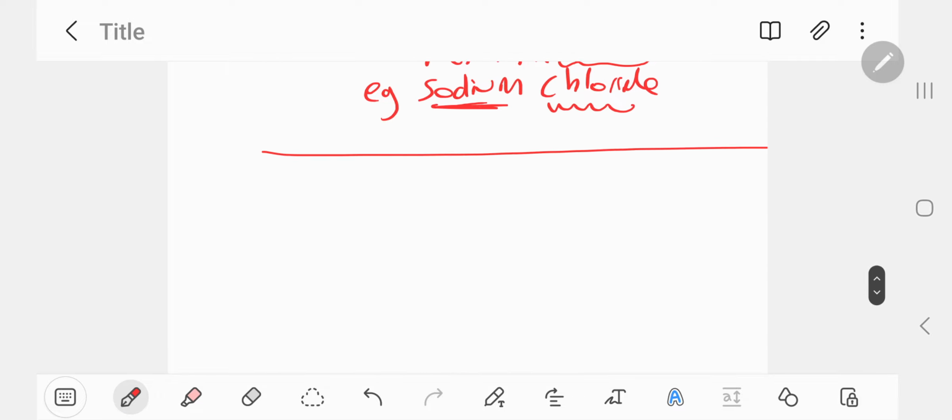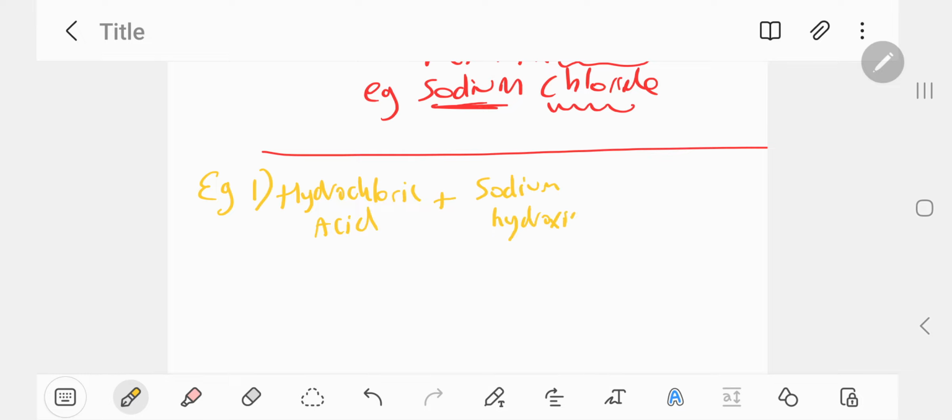Okay, so let's see how this thing works. Let's do example 1, EG1. Let's suppose I've got the following reaction. Hydrochloric acid, and I've got to try and fit this in. It's a long equation. The most common, classic textbook example of neutralization, with sodium hydroxide, right? This makes salt.